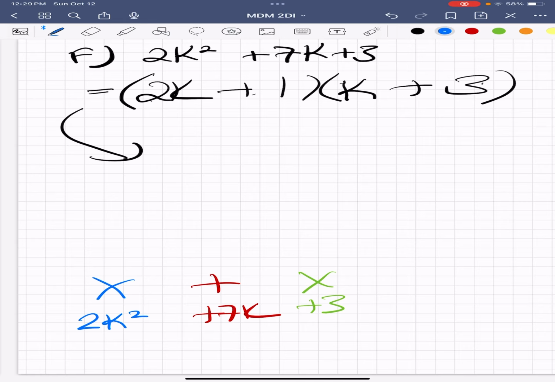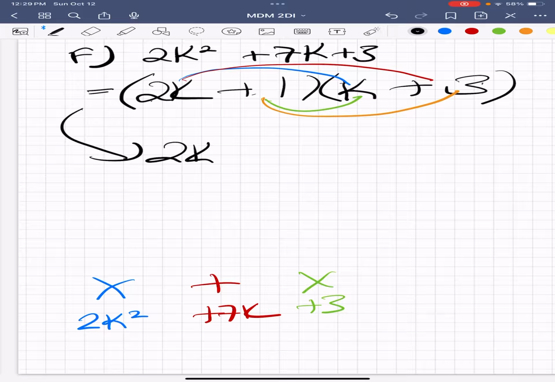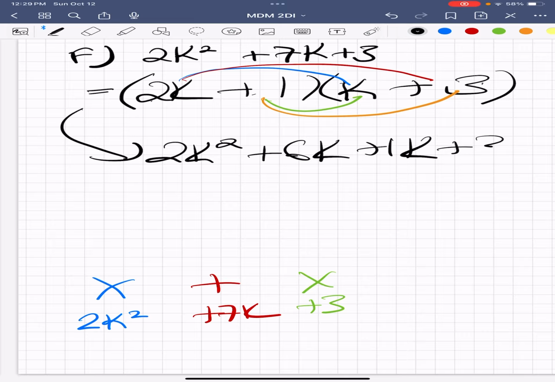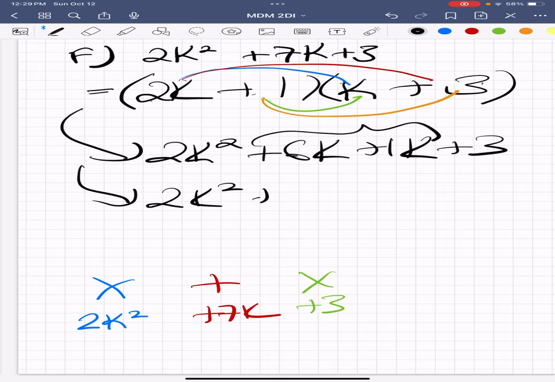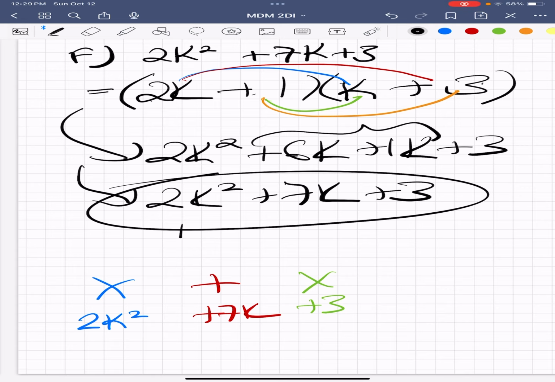And let's see, so we have firsts, outsides, insides, and then lasts. So we have 2k to the power of 2. Then we have plus 6k. Then we have plus 1k. And plus 3. And then we simplify the addition in the middle. And then we have 2k squared plus 7k plus 3. And that matches the original expression.